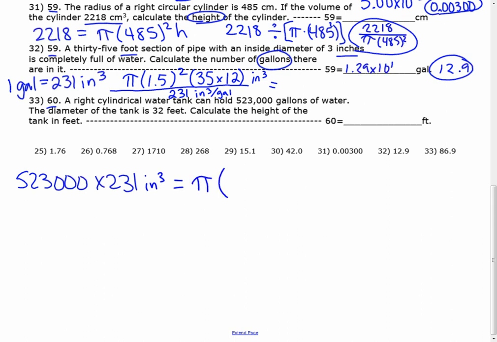They give us the diameter is 32 feet. So we want to change that into inches before we divide it by 2 here. So that's the radius in inches squared times some unknown height. We don't know. It wants us to calculate the height. But it does want us to calculate it in feet. So once we get our answer here, recognize it's in inches. So we'll take one final step and just divide by 12 at the end. We could have done some conversions a little bit sooner, but with our volume being in cubic inches per gallon there, it's going to be helpful to just approach it this way.